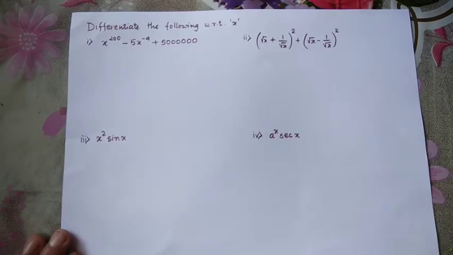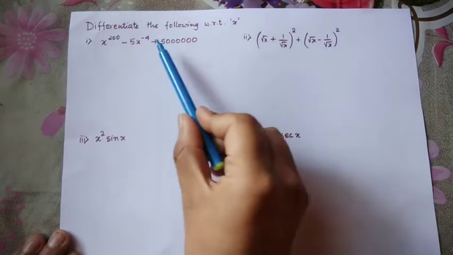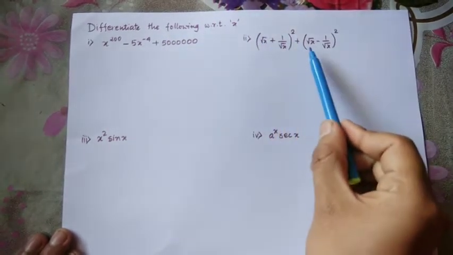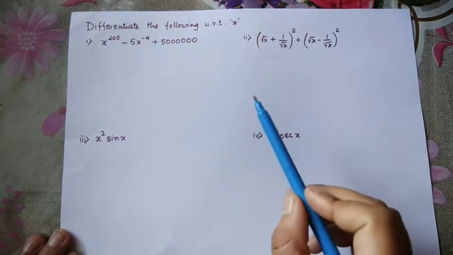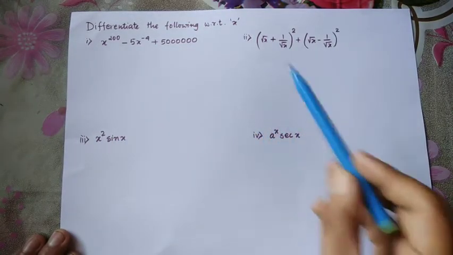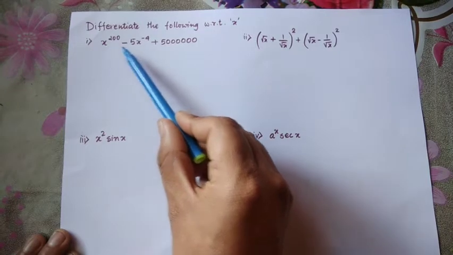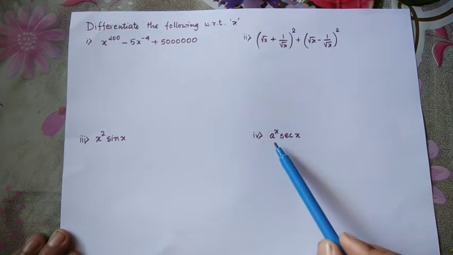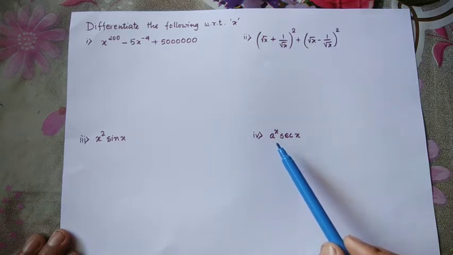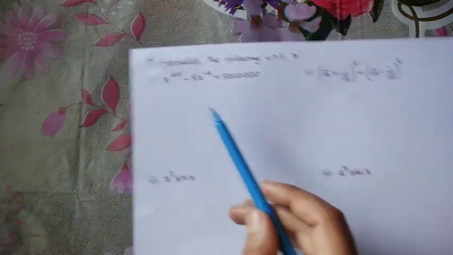Here we have to differentiate the following with respect to x. So all these questions we have to differentiate with respect to x. And if you see, in all the questions the variable is x. Here a means a constant. Fine. So let us begin with the first problem, that is this one.